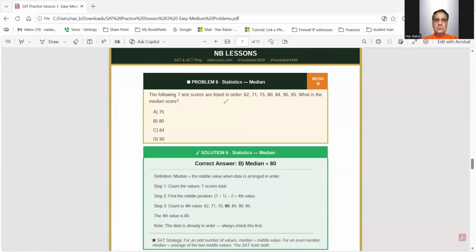Then the median is going to be the number in the middle. Okay, so in this case, the number in the middle is 80. So then the answer is 80. Now let me ask you another question. What if it was even numbers? The list of numbers was even instead of odd numbers.